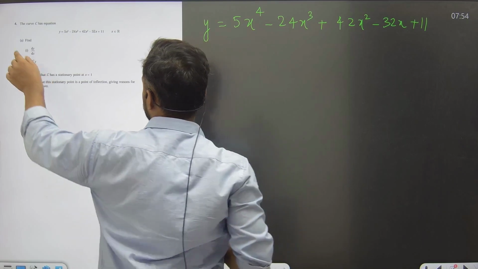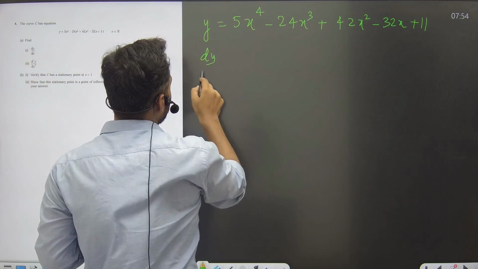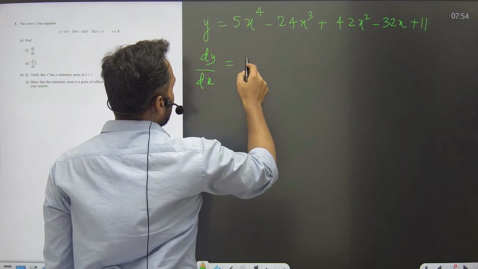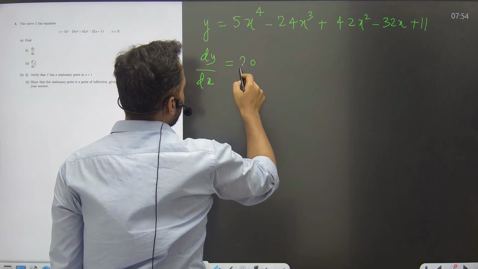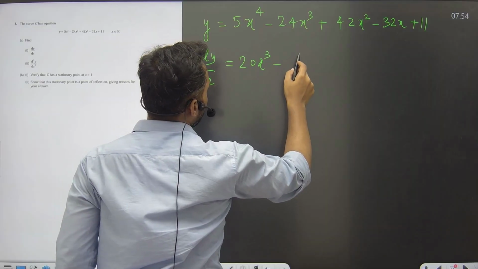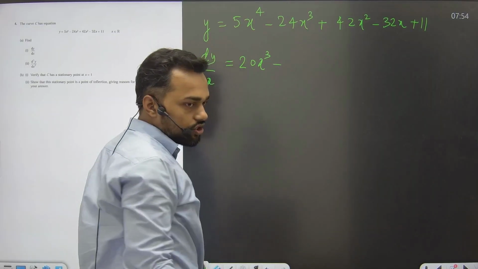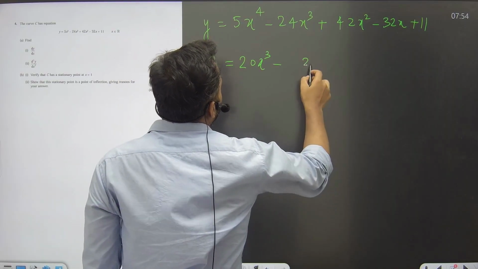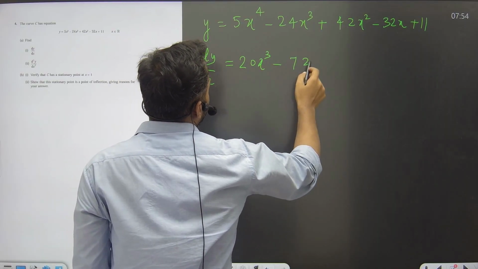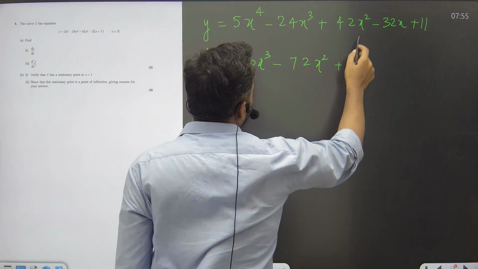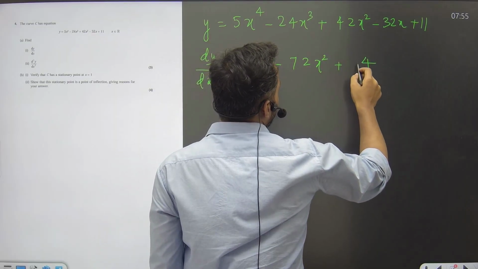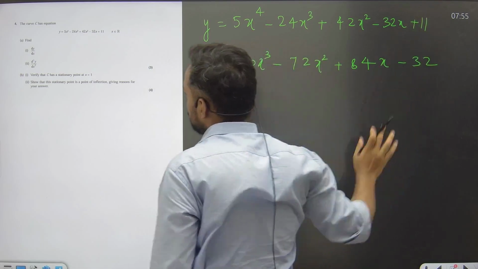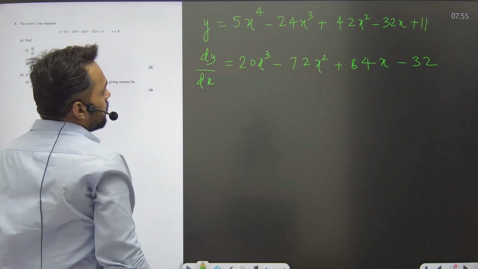Now the first part they were asking for is dy by dx. It is a simple function, just differentiate. So what will we get? 5 cross 4, 20x cube, minus 24 times the differentiation of x cube, which will be 3x square, so 72x square, plus 84x minus 32. The constant part will be 0. This is the differentiation we have got.